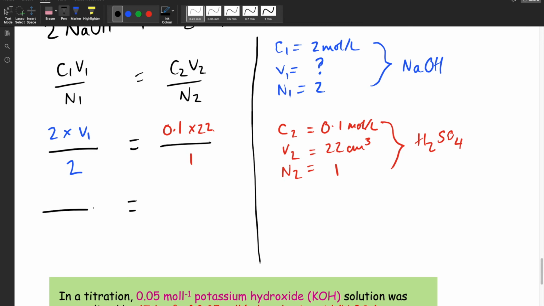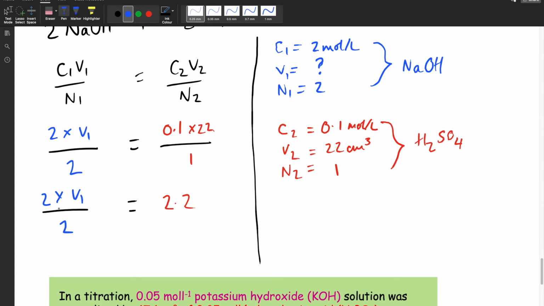And what I will do is I will just leave this side of the equation alone for the time being, and we will do this side first. Okay, so 0.1 times 22 divided by 1 should end up being 2.2. Now, on this side, we will still have our 2 times V1 over 2.